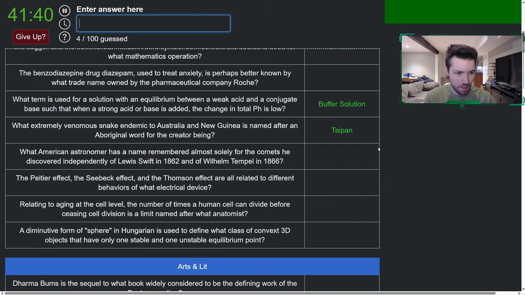The Peltier effect, the Seebeck effect, and the Thomson effect are all related to different behaviors of what electrical device? Boy, this could be a lot of things. These don't ring a bell to me. Pacemaker. I don't know why that came into my head. Electrical device. This could be anything, dude. Geiger counter. Well, I mean, I just don't know.